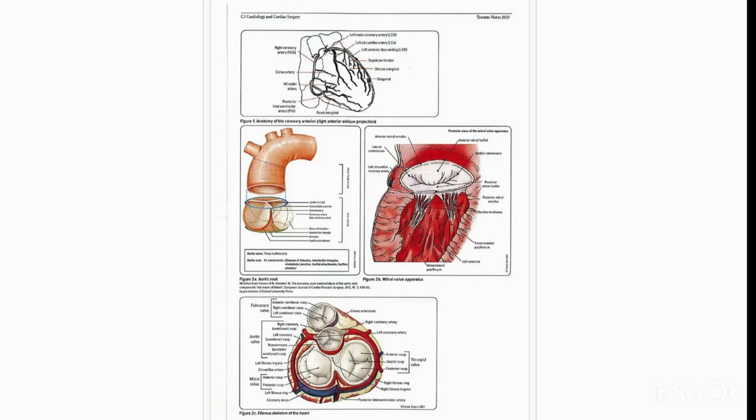Tying this entire framework together is a dense network of connective tissue, the right and the left fibrous trigones, and the right and the left fibrous rings. This structural skeleton not only anchors the valve cusps and prevents them from over-dilating, but it also provides crucial electrical insulation between the atria and the ventricles.